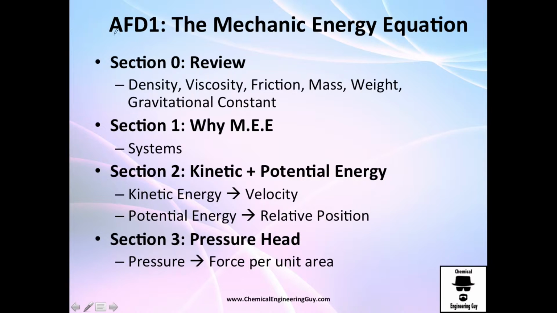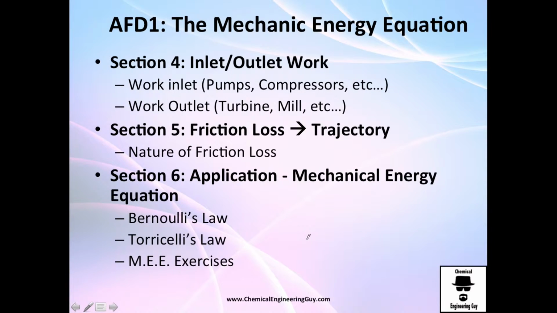Let me just show you what we covered. AFT block 1, the mechanical energy equation, a little review on the typical properties and functions we're going to see. Then we start analyzing where the mechanical energy equation comes from: kinetic energy, potential energy, pressure head, inlet and outlet work. Very important to know: inlet work, pumps, compressors, etc. Outlet work, turbine, mill, and so on. Very important also how to account for efficiency depending on each case.